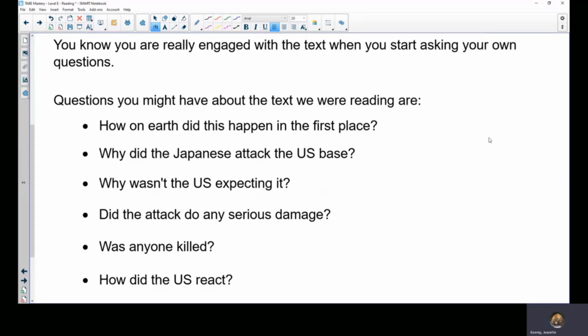What brought it up? You know, why did the Japanese attack? Why wasn't the US expecting it? Did the attack do any serious damage? And, you know, was anybody killed? Well, clearly. And wow, what happened afterwards? How did the US react? Those are two big things that are studied with this event. What caused it? What happened afterwards?